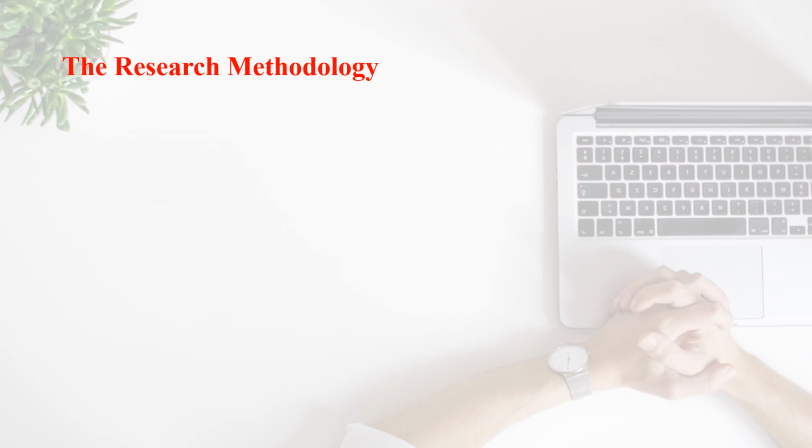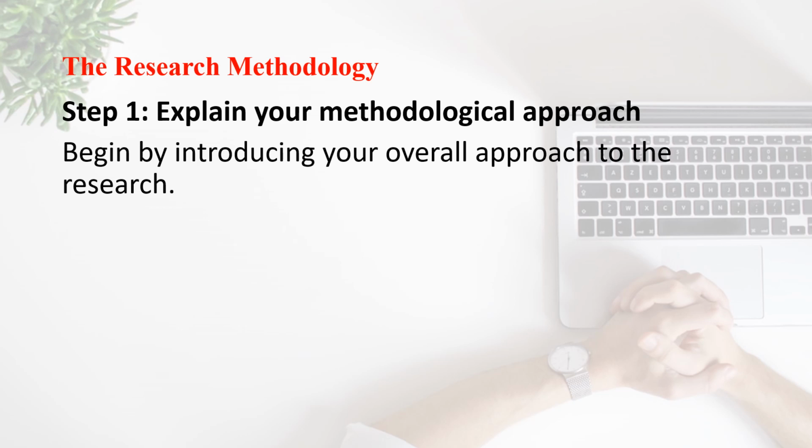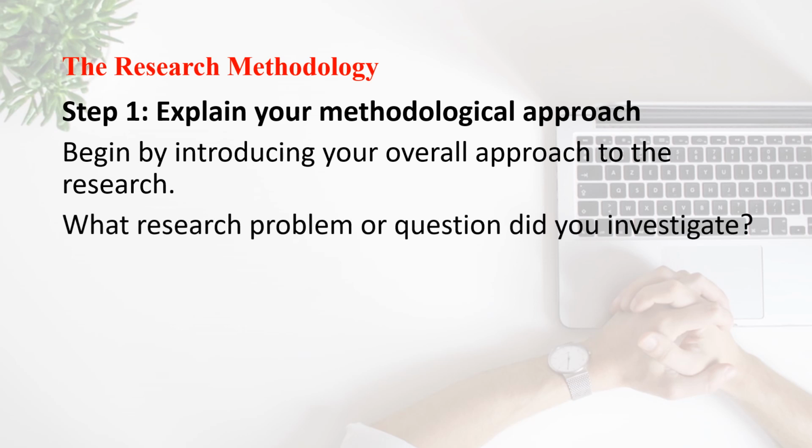We start writing the research methodology by explaining your methodological approach. And you do this by writing and introducing your overall approach to the research. What research problem or question did you investigate? For example, did you aim to systematically describe the characteristic of something, to explore an under-researched topic, or to establish the cause and effect relationship?